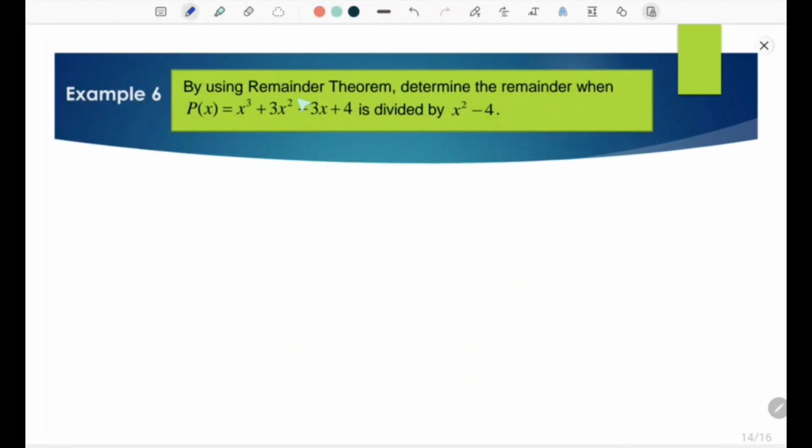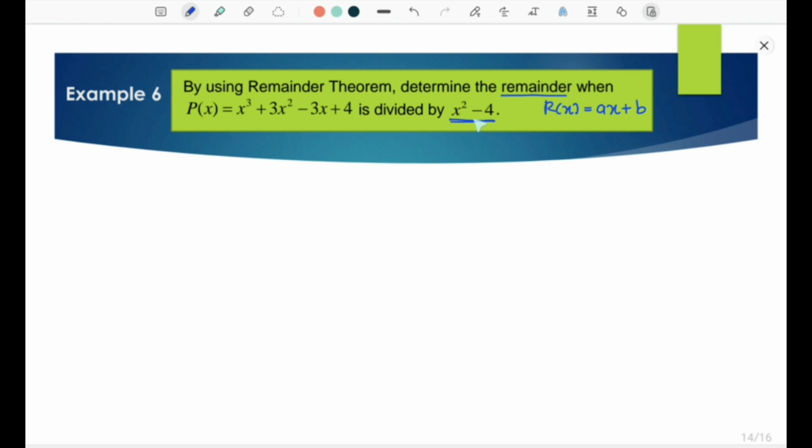Example 6. By using remainder theorems, determine the remainder when p(x) equal to x cubed plus 3x squared minus 3x plus 4 is divided by x squared minus 4. You must note that the divisor here is a quadratic expression. That means the remainder will be in the form of a linear expression, which is r(x) equal to ax plus b. You need to find the values of a and b. So, to find the values of a and b, you need to have at least two equations. So, how to form those equations?